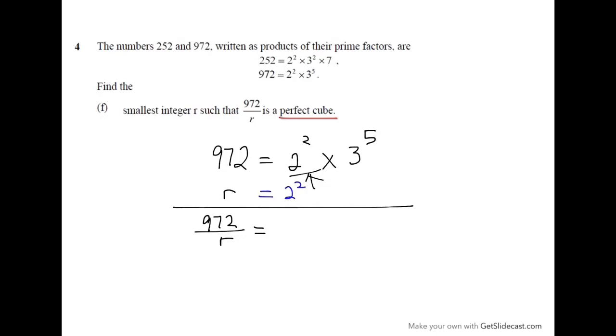Then the next factor will be 3 to the power of 5, but this one cannot be increased to 3 to the power of 6. Hence, we can only try to decrease the power to make it become 3 to the power of 3, where the power is the nearest multiple of 3. So in this case, what do I need to divide away? I need to divide away 3 to the power of 2, such that 3 to the power of 5 divided by 3 to the power of 2 will give me 3 to the power of 3. So what is this number r that we have gotten? It will be 2 squared times 3 squared, which is the number 36.